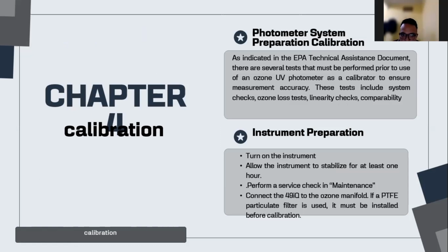Next is photometer system preparation, as indicated in the EPA technical assistance document. There are several tests that must be performed prior to use of an ozone UV photometer as a calibrator, to ensure measurement accuracy. Next, instrument preparation. The first is to turn on the instrument and allow it to stabilize for at least 1 hour. Perform a service check in maintenance.